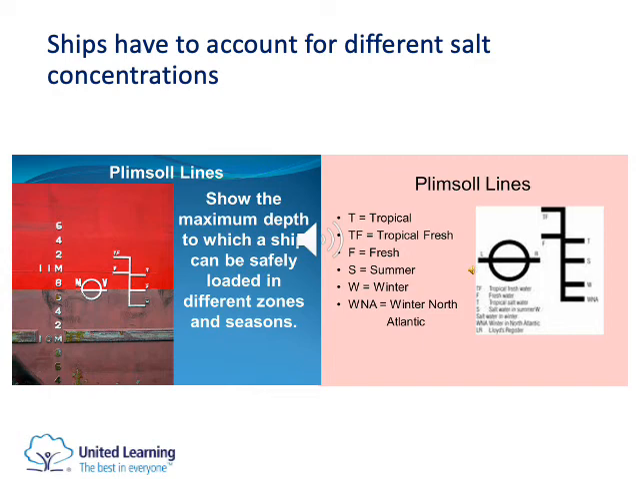Now, I'm not sure if you've ever noticed this, but on the side of ships, they have these things called plimsoll lines. What these do is they show the maximum depth to which a ship can be safely loaded in different zones and seasons. So for example, you've got a depth for tropical areas, tropical freshwater, the summer, the winter, because obviously all of these affect the density of water and how far or how much the ship will float.